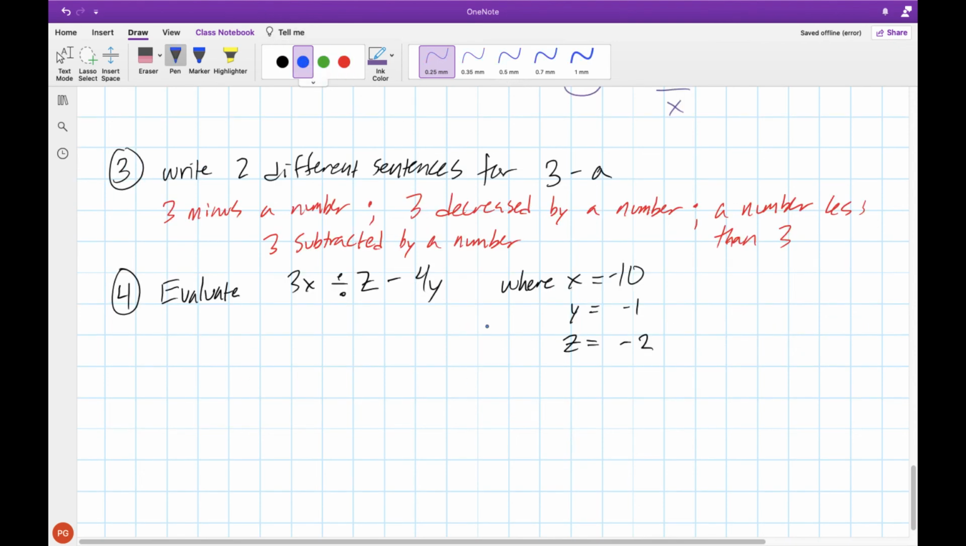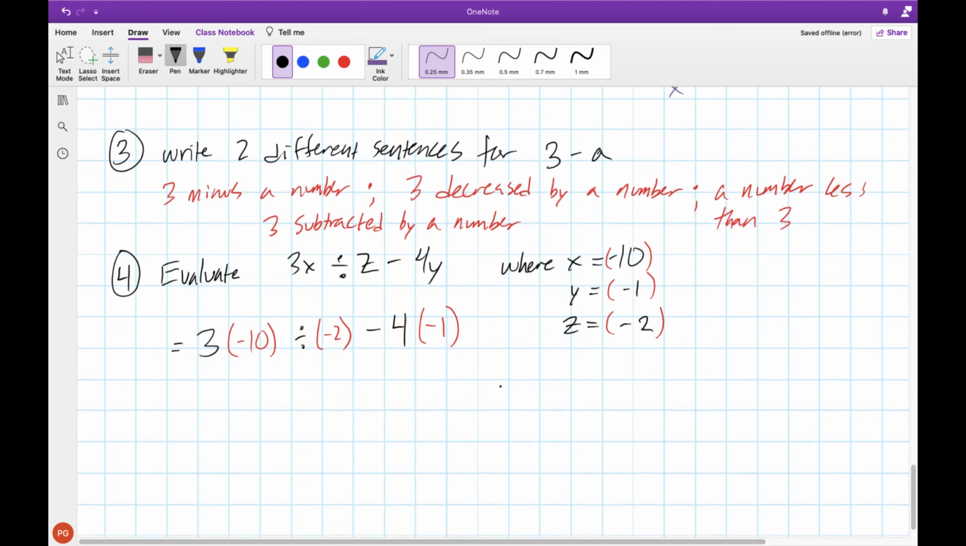For our last one here, we're substituting these things and evaluating. And again, it's super important: when you substitute these in, substitute them with brackets. You're less likely to make a mistake that way. And if you do, you should end up with something like this.